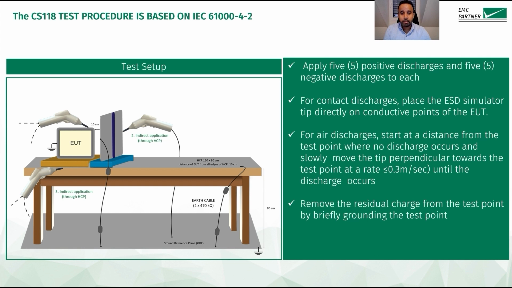As per the MIL standard, the operator shall start at a distance from the test point where no discharge occurs and slowly move the tip towards the test point at a rate no faster than 0.3 meters per second until the discharge occurs, and in between discharges the residual charge shall be removed from the test point by, for example, grounding through a 1 megaohm resistor or just waiting until the charge dissipates. The test is repeated for each applicable level as defined in the standard.